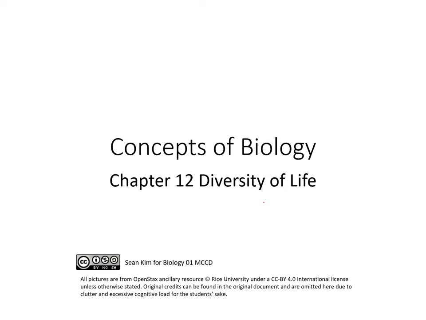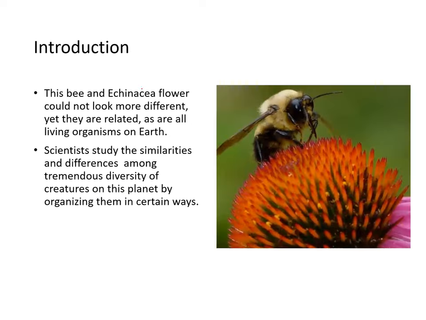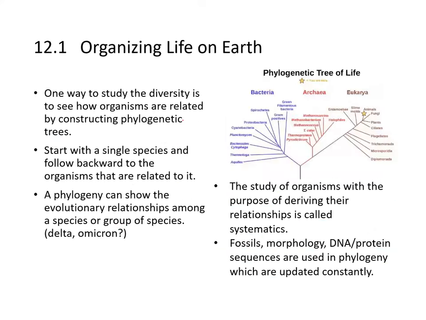We will be discussing Chapter 12, Diversity of Life, and how organisms are classified today. If you look at this bee and an echinacea flower, they couldn't look more different, but they're nonetheless related, as all living things on Earth are. Scientists study the similarities and differences among tremendously diverse creatures in certain systematic ways, and that's what we're going to discuss.